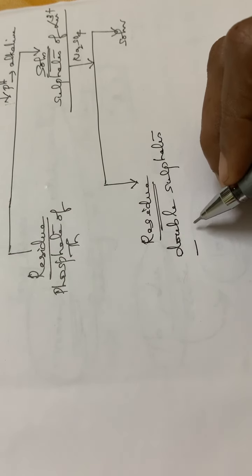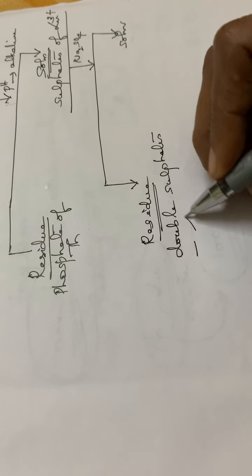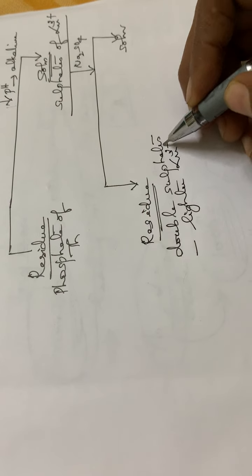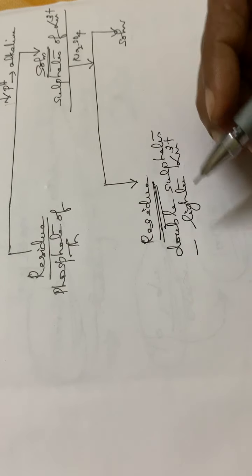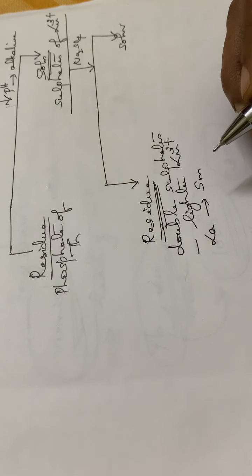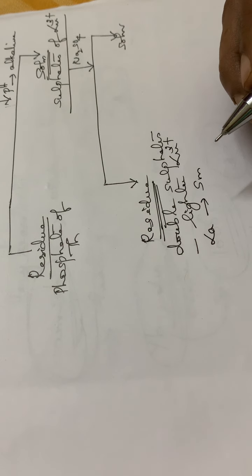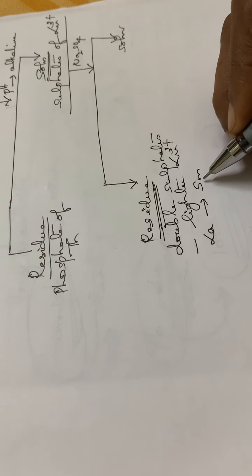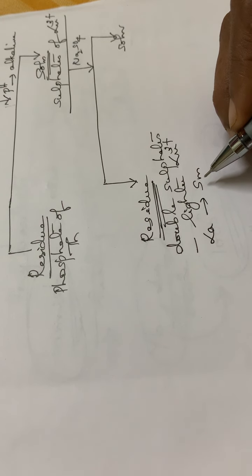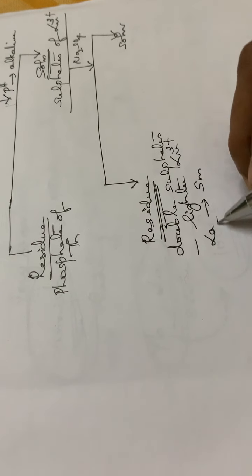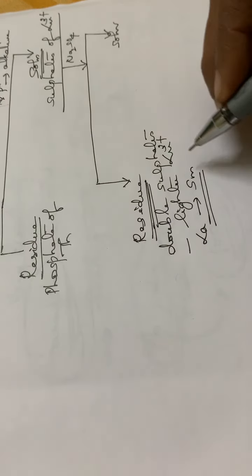In the residue we will have double sulfates, and these double sulfates of the lighter lanthanides will be present in the residue, that is from lanthanum to samarium, the starting elements: lanthanum, cerium, praseodymium, neodymium, promethium and samarium. These elements will be obtained in the residue part.